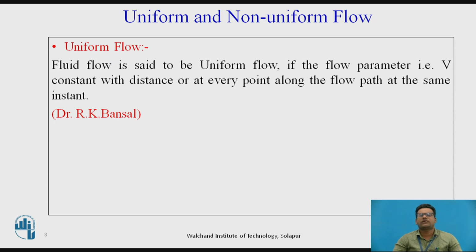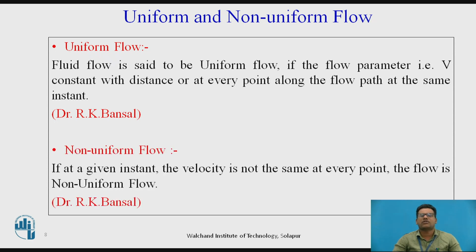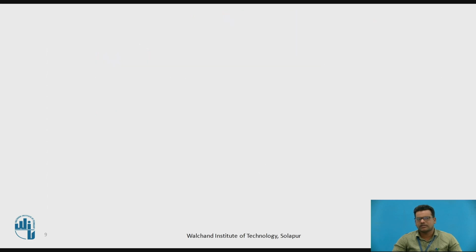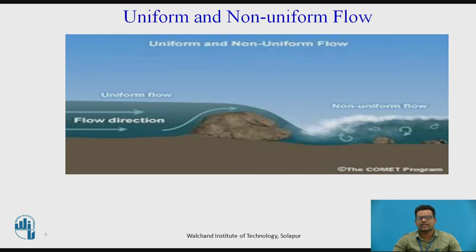Uniform flow. Fluid flow is said to be uniform flow if the flow parameter that is velocity is constant with distance or at every point along the flow path at the same time instant. This is called as uniform flow. Whereas non-uniform flow, if at a given instant the velocity is not same at every point, means the velocity is varying at every point, that type of flow is called as non-uniform flow. I will explain this by example.